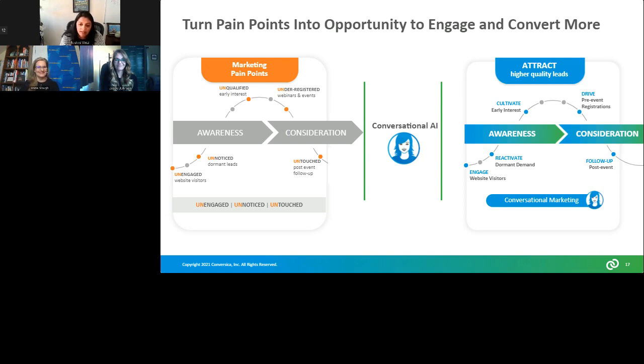Attract higher quality leads, use conversational AI to reactivate that dormant demand, and cultivate that early interest. In fact, you can even ask up to 2 discovery questions, 2 BANT style questions, to determine if they're fitting your ICP. Wouldn't it be nice to have those 2 pre-qualification questions already answered before you hand them off to sales? You know you're going to get a higher quality lead, and obviously driving better performance out of all the investment that you're making in those webinar and event programs.